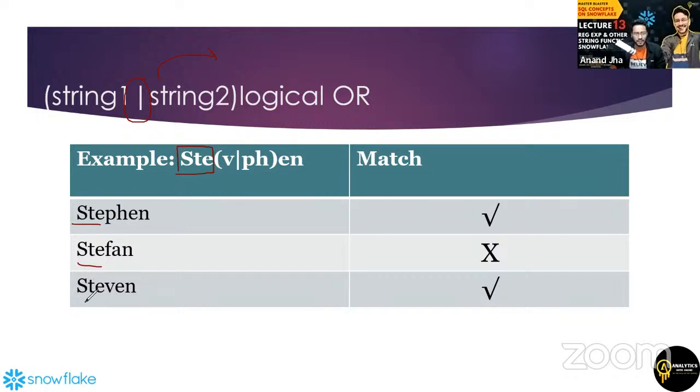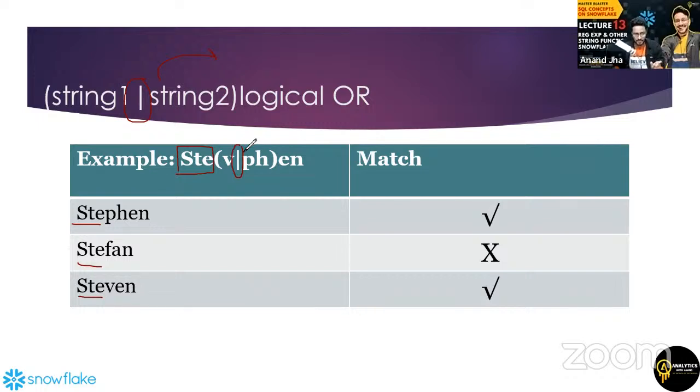STE is everywhere. It's case sensitive. S should be capital; I have not written S in small. STE. Then I have given the expression, because angle bracket means expression. And the pipe means the OR condition.